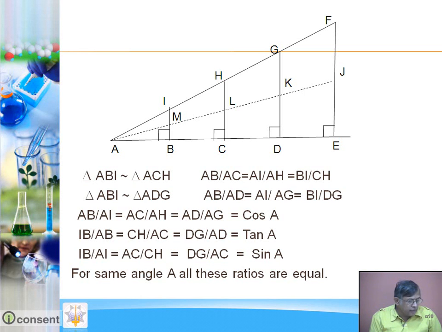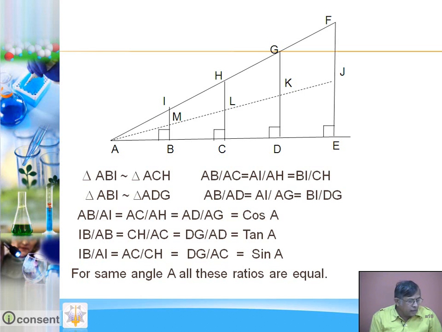So IB is opposite of angle A, HC is opposite of angle A, GD is opposite of angle A, and AB is the adjacent side. So these ratios are opposite side upon adjacent side, known as tan A, that is, the tangent ratio of angle A. Similarly, the next one is IB upon AI, opposite side upon hypotenuse, known as the sine ratio of angle A. For the same angle A, all these ratios are equal.